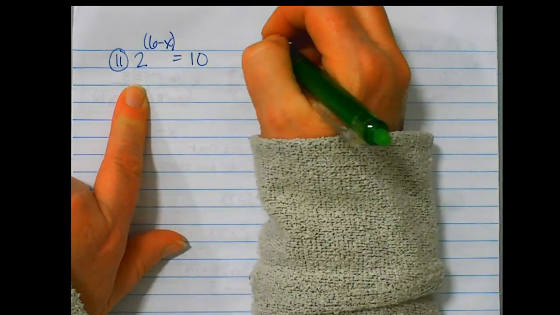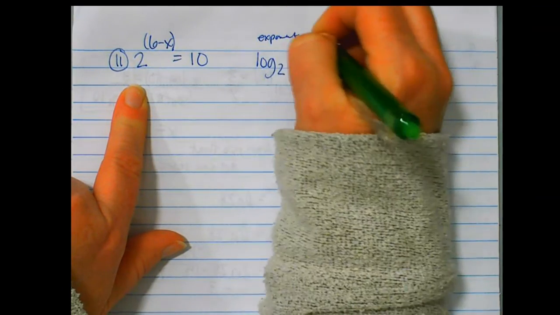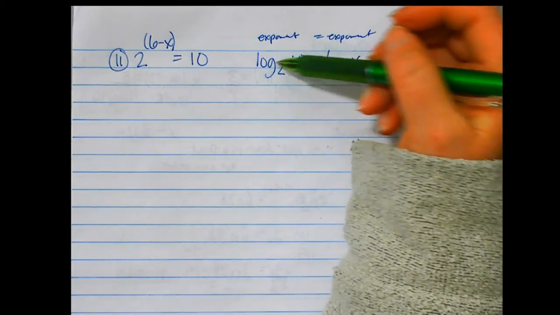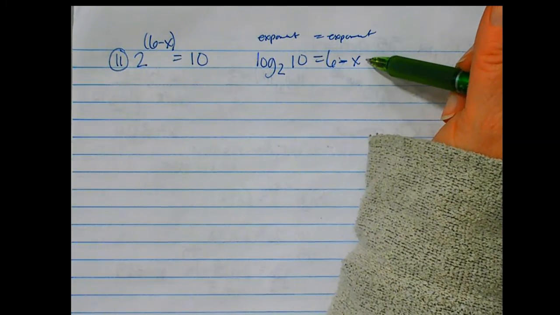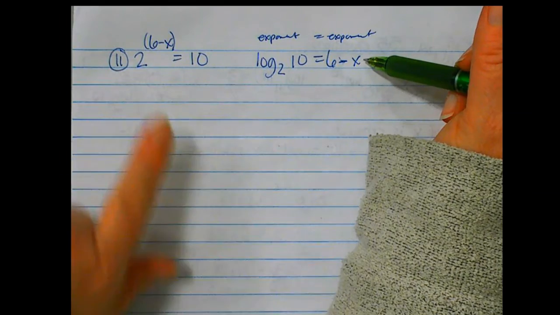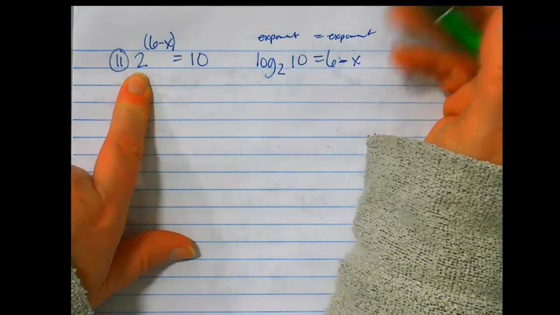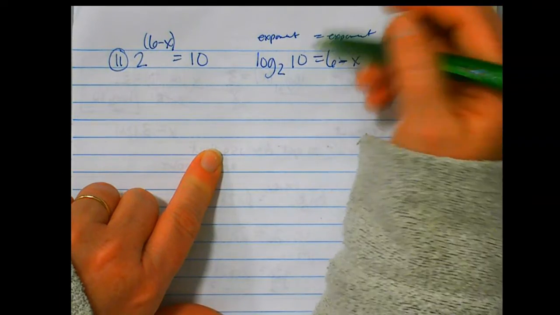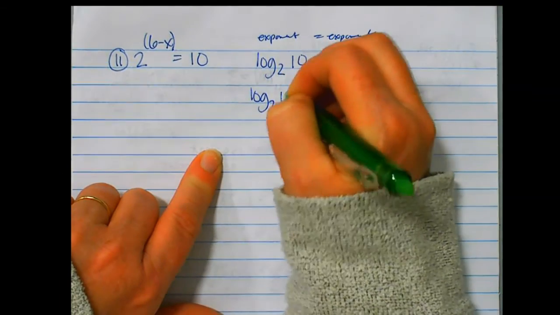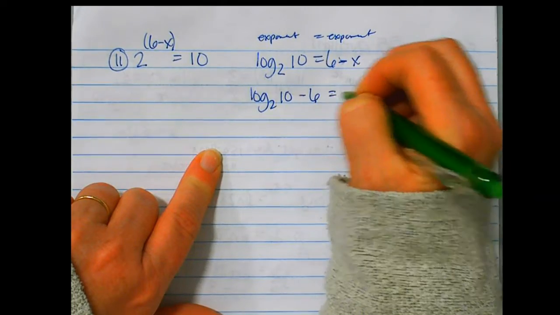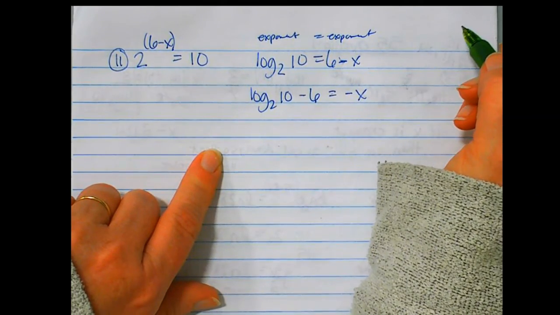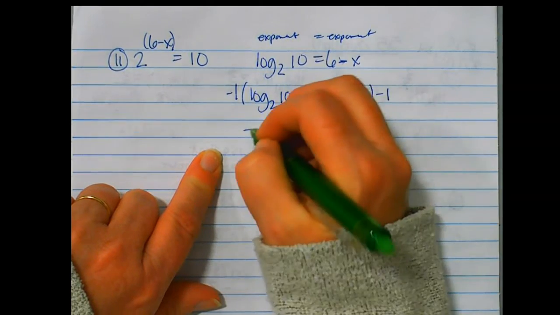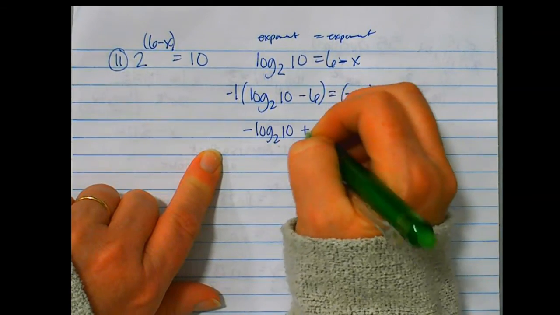So since logarithms are exponents, we say the exponent on the other side, and then what's left is the 10. Log base 2 of 10 equals the exponent 6 minus x. So we're using the same base in the logarithm, and then we're going to solve for x. We're going to move the 6 to this side. We have log base 2 of 10 minus 6 equals negative x. If we multiply everything by negative 1, we'll have negative log base 2 of 10 plus 6.